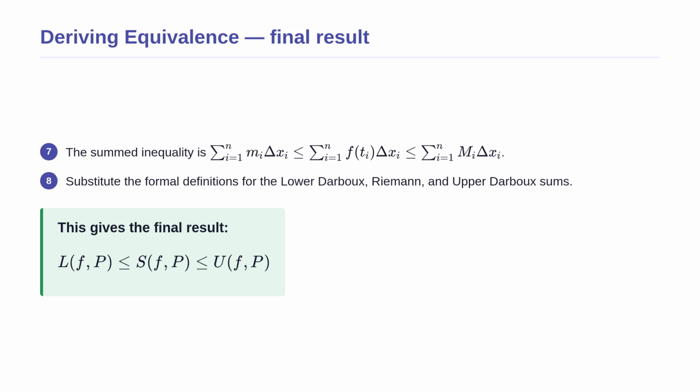Now we finalize our derivation by writing out the complete sum. We have the total sum of all lower rectangles on the left, the total sum of all Riemann rectangles in the middle, and the total sum of all upper rectangles on the right. By substituting our formal notation, we arrive at our final inequality. This proves that no matter how you slice the interval or where you place your tags, the Riemann sum is permanently sandwiched. If the function is Darboux integrable, the outer bounds crush together, forcing the Riemann sum to converge to that exact same number.